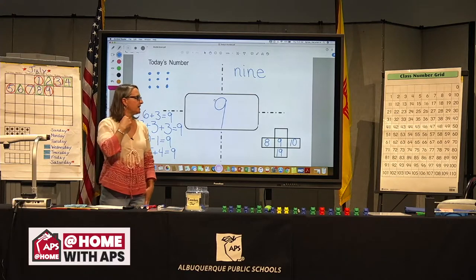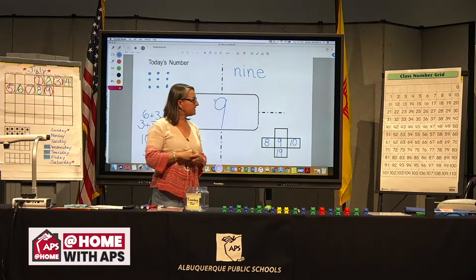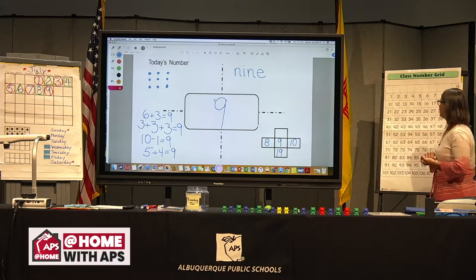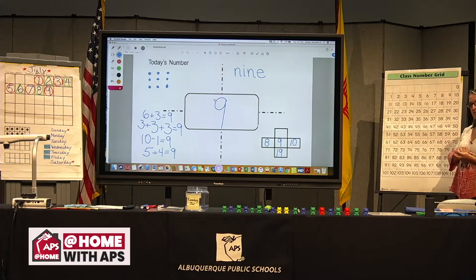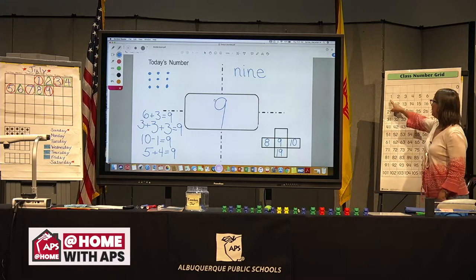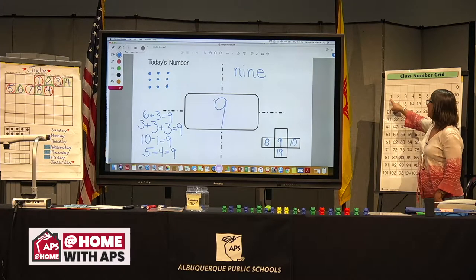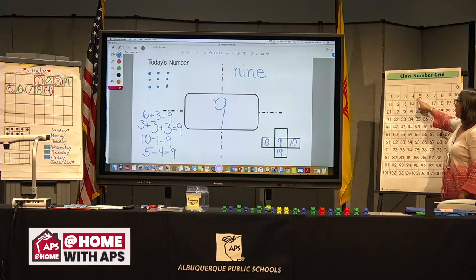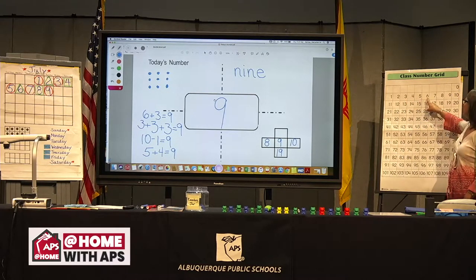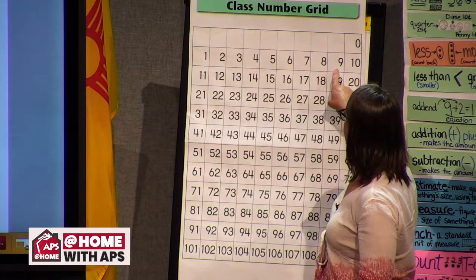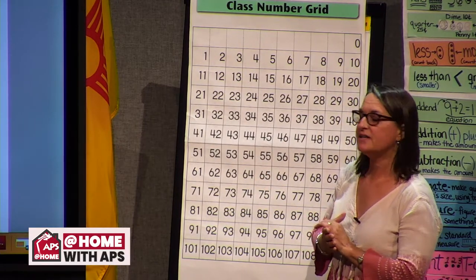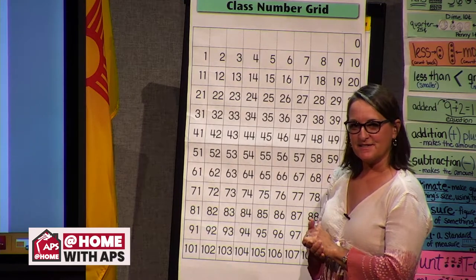So I thought we might count the odd numbers on our hundreds chart. Are you ready? Or you can count them from the calendar. Remember, it's like counting every other number. 1, 3, 5, 7, 9. Those are all of our numbers that had red circles. They're all odd numbers. Excellent job.